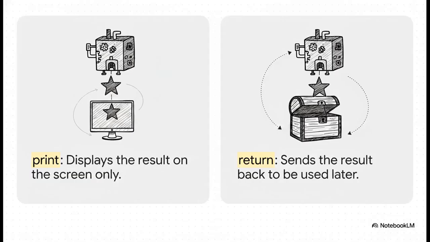Now, here's a spot where a lot of people get stuck. What's the difference between print and return? Well, print simply displays the result on the screen so we can look at it. Return, however, is a real game changer. It actually sends the result back into the program so it can be saved in a variable and used later on. It's the difference between just looking at a player's new health score after a battle versus actually saving that new score for the next round.